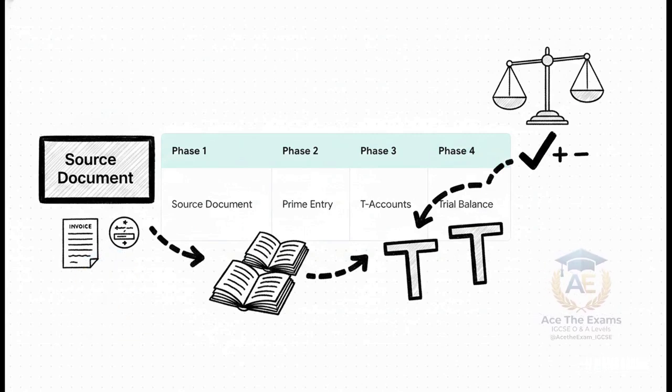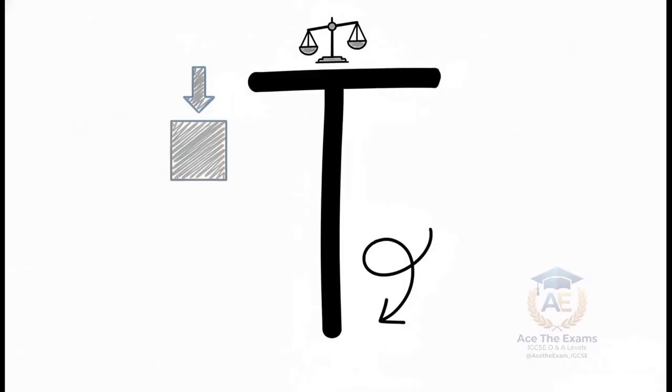Think of your procedural flow as a very strict roadmap. You always start by identifying the correct source document, something like an invoice or a bank statement. That feeds directly into your books of prime entry, which then populates your T accounts and ultimately, if you follow the map, lands you at a perfectly accurate trial balance. It's all connected. Now, zooming in on phase 3 of that map, the trusty T account remains the absolute core of the double entry system. You have to master the art of balancing here.